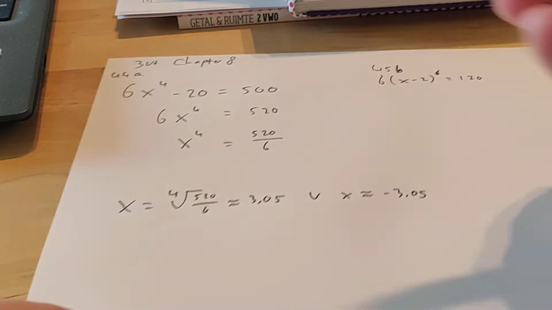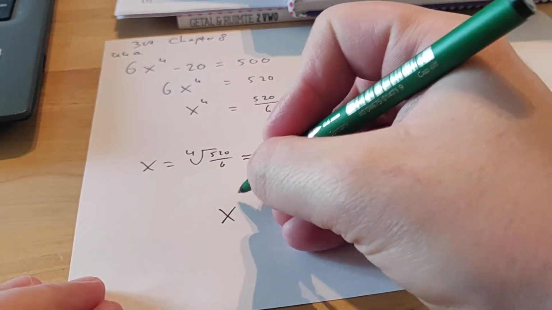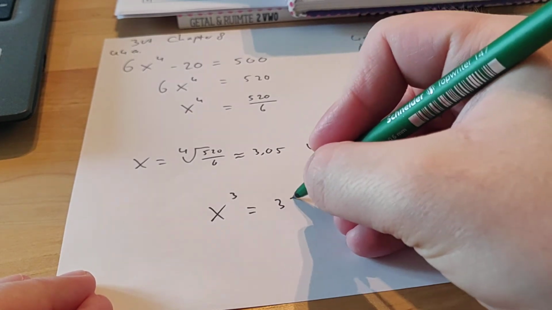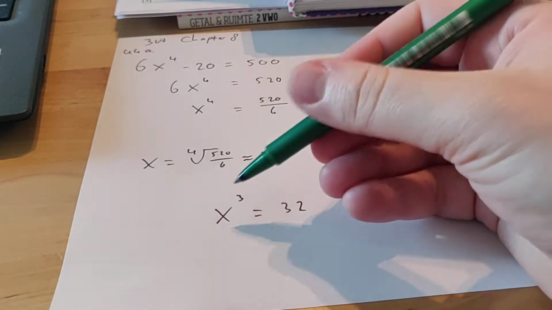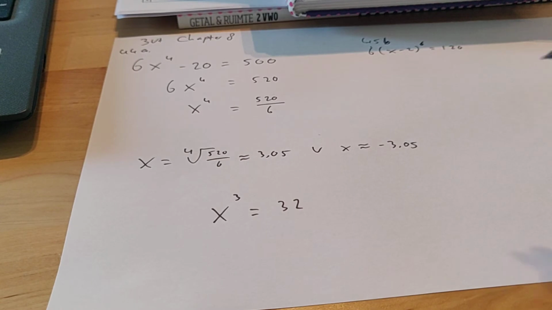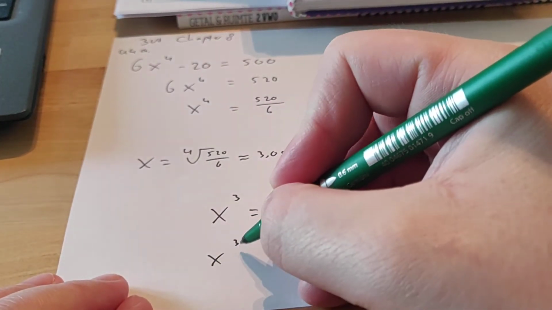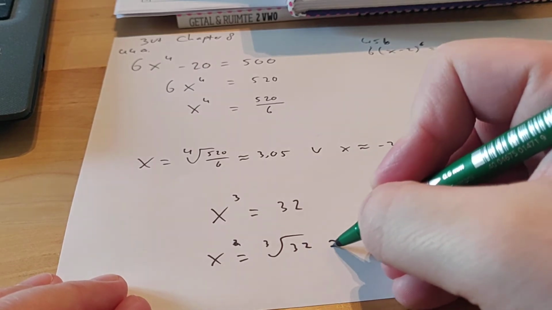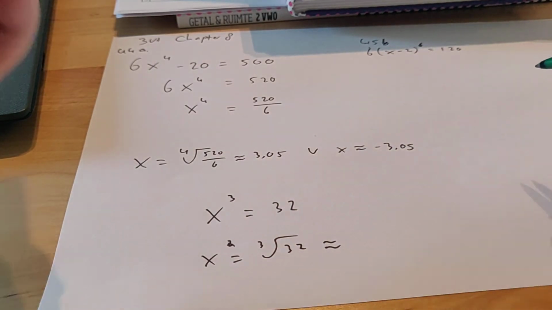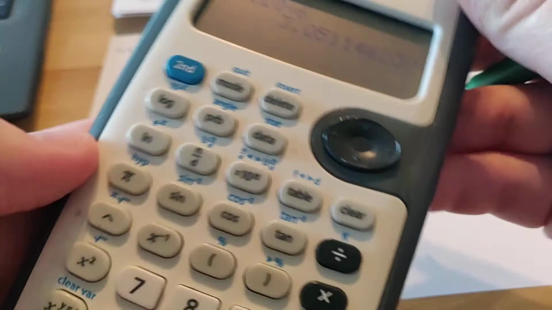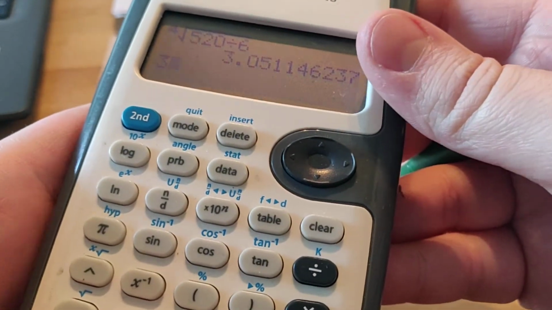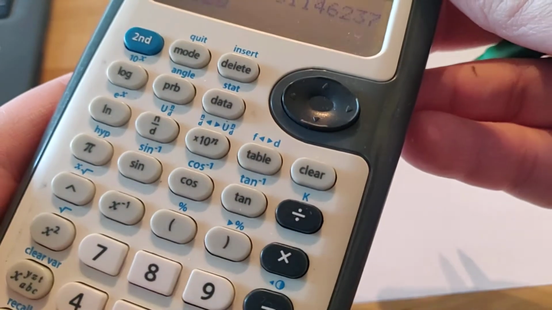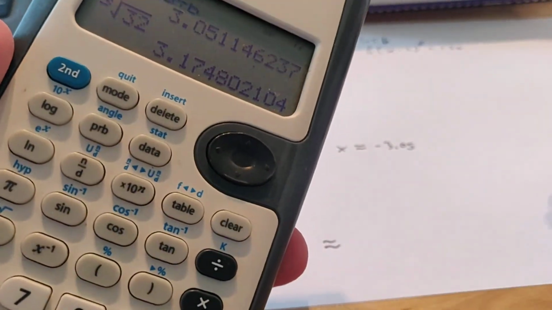If this power were odd though, let me show you that. For example, x to the power of 3 equals something, so let's say 32. If you want to know what x is now, you have to take the third power root. So x is the third power root of 32. Now in this case you only have one answer. Let me see what this is. The third power root of 32 is 3.17.